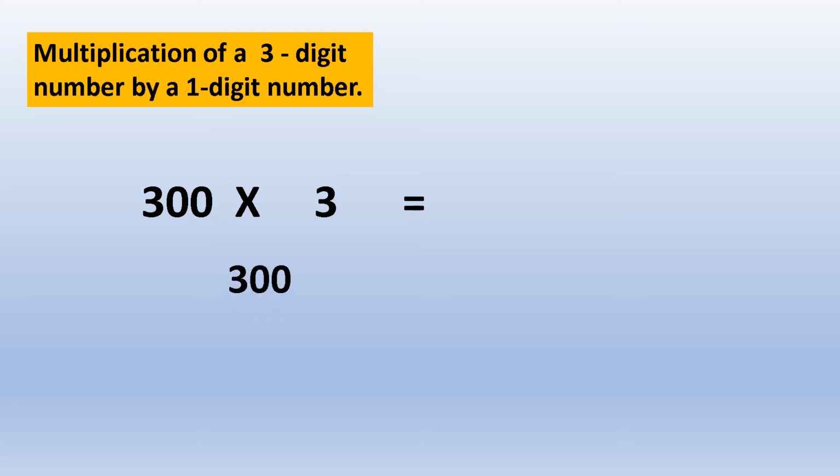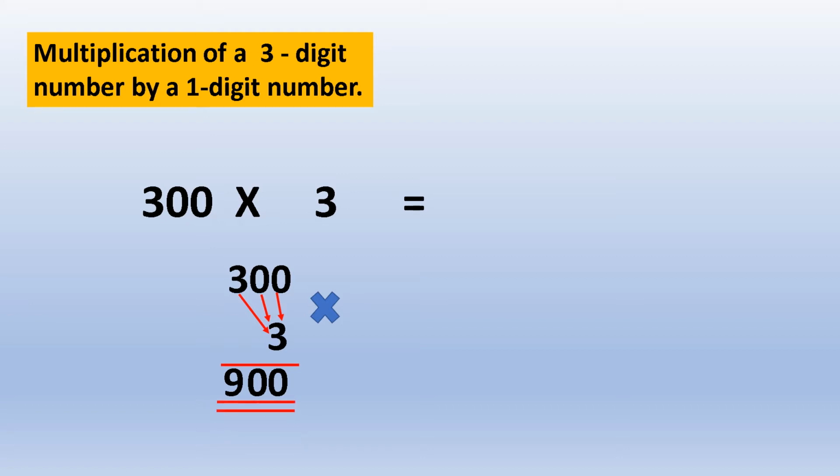First, write the numbers vertically like this, and then multiply each of the digits of the multiplicand starting from the ones place. So, 0 times 3 is 0. And then 0 times 3 is 0. And then 3 times 3 is 9. So the product is 900.